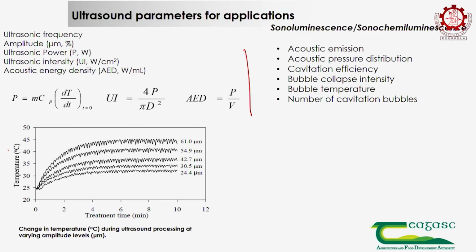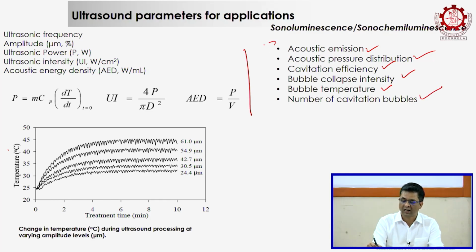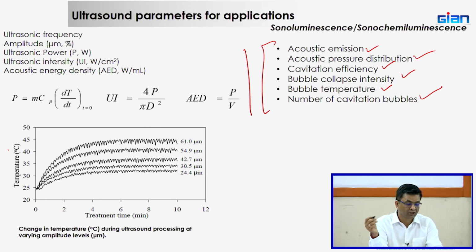You don't have to have a vernier caliper. You don't have to cut anything to do all those integration and disintegration. Other methods are complicated; this is a simple method of measuring it. Others include acoustic emission, acoustic pressure distribution, cavitational efficiency, bubble collapse intensity, bubble temperature, number of cavitating bubbles. These are other ways of measuring energy and acoustic distribution of bubbles. So these are a number of different techniques. As far as processing is concerned, the simple one is sufficient.